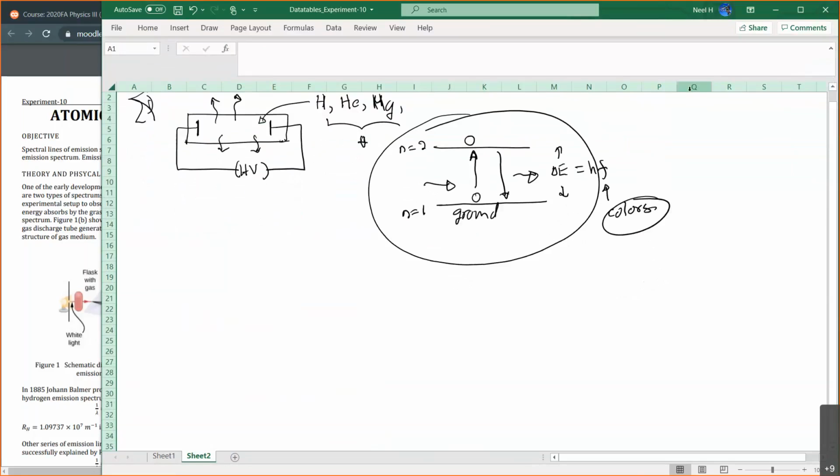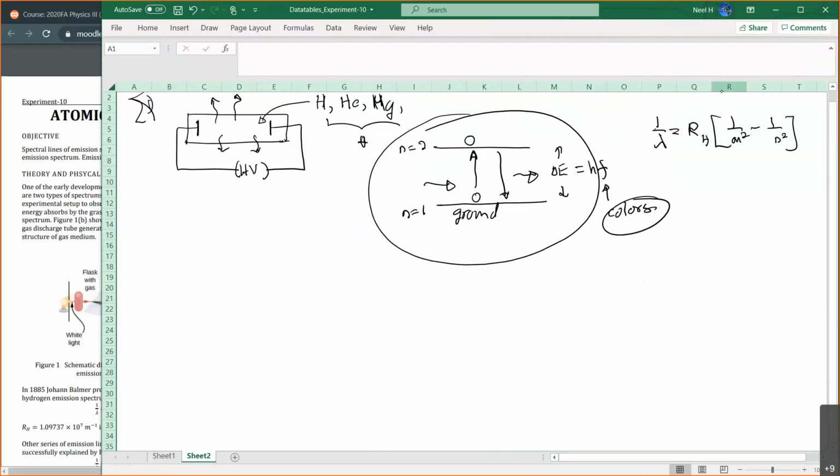The idea was that Johannes Balmer tested this series, what we call the Balmer series: 1 over lambda equals the Rydberg constant times (1 over m squared minus 1 over n squared). You can say m is the final state and n is the initial state.